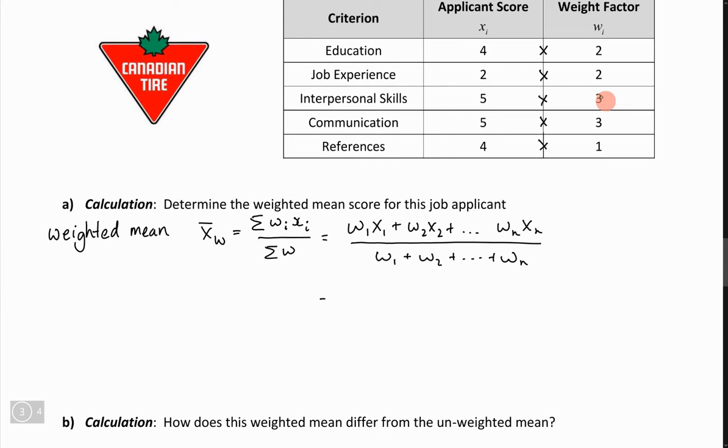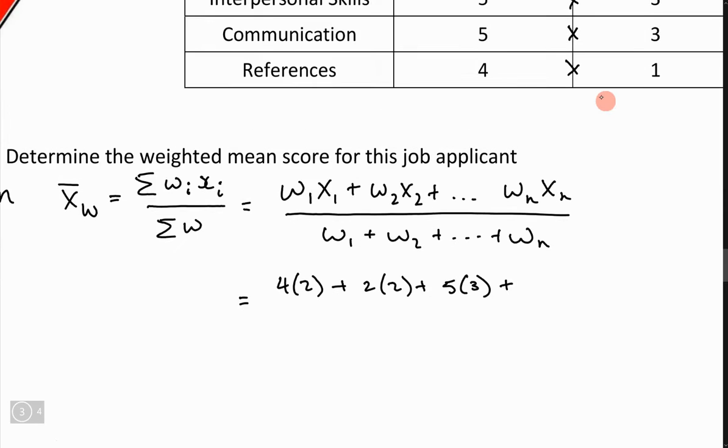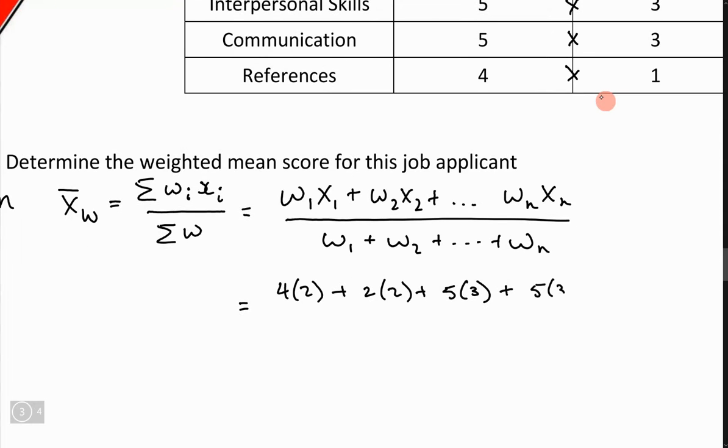Okay, so in this particular example, we have 5 numbers we need to multiply here. So it's going to be 4 times 2 plus 2 times 2 plus 5 times 3 plus 5 times 3 again plus 4 times 1. And all the weights added up, 2 plus 2 plus 3 plus 3 plus 1.